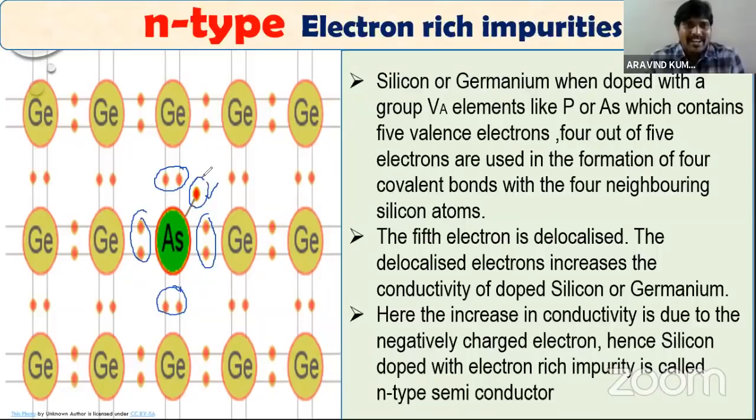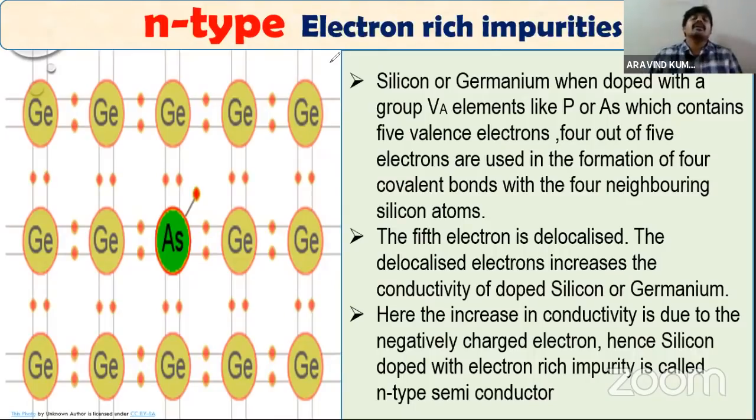Because of the increase in electrons created by the arsenic addition, these electrons are delocalized, right? Delocalized means moving from one place to another place. I'll write delocalized here. Delocalization means movement from one place to another place. That electron is called a delocalized electron. Because of this delocalized electron, you will have an increase in conductivity.